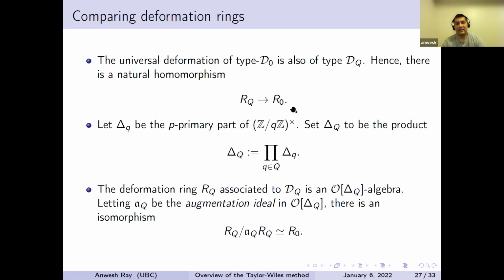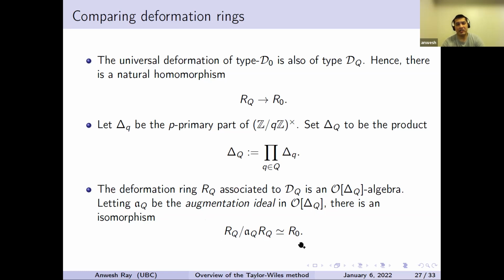And so what exactly is this map? First of all, it can be shown that R_Q is an O[Delta_Q]-algebra. So not only is it an O-algebra, but it also admits an action of Delta_Q. And we let a_Q be the augmentation ideal in this group algebra. In other words, it's the ideal generated by all elements of the form g minus 1, where g is in the group. So it's the augmentation ideal. And then when we take R_Q and go modulo this augmentation ideal, we actually recover the deformation ring at minimal level.